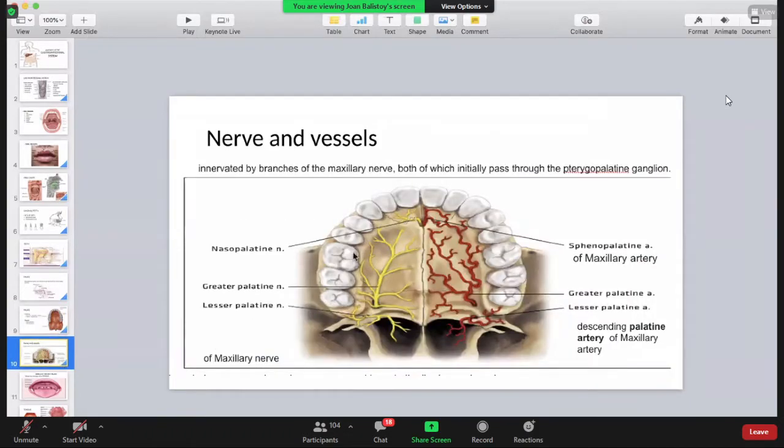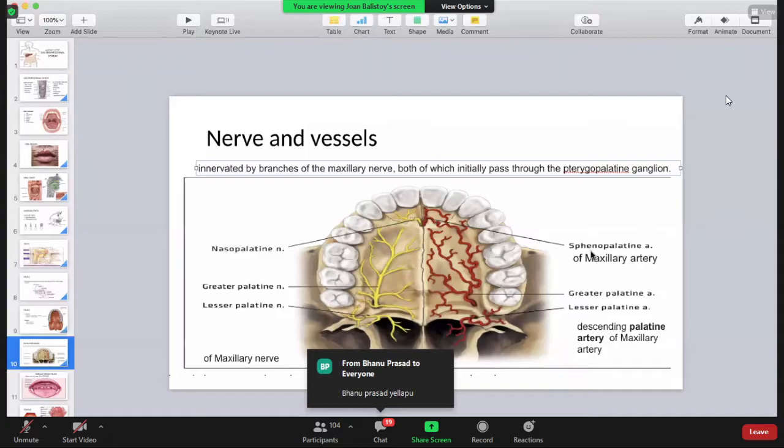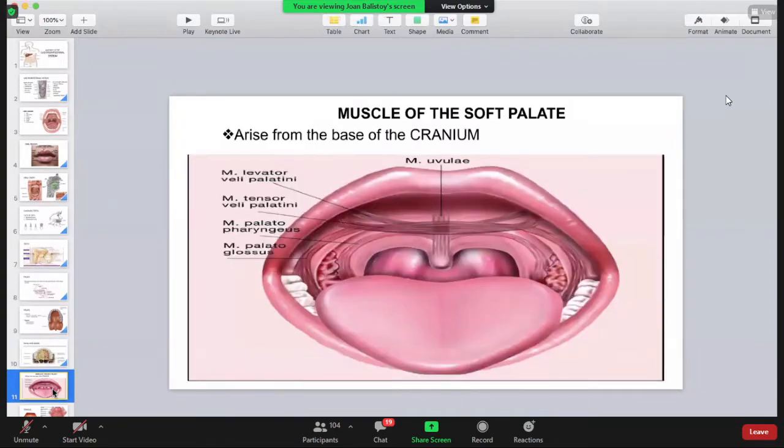The innervation of your palate is by the maxillary nerve, both of which initially pass through your pterygopalatine ganglion. Okay, so that is the innervation. The blood supply of the area is by the sphenopalatine artery of the maxillary artery and the descending palatine artery of the maxillary artery. So those are the innervation and blood supply of the area.